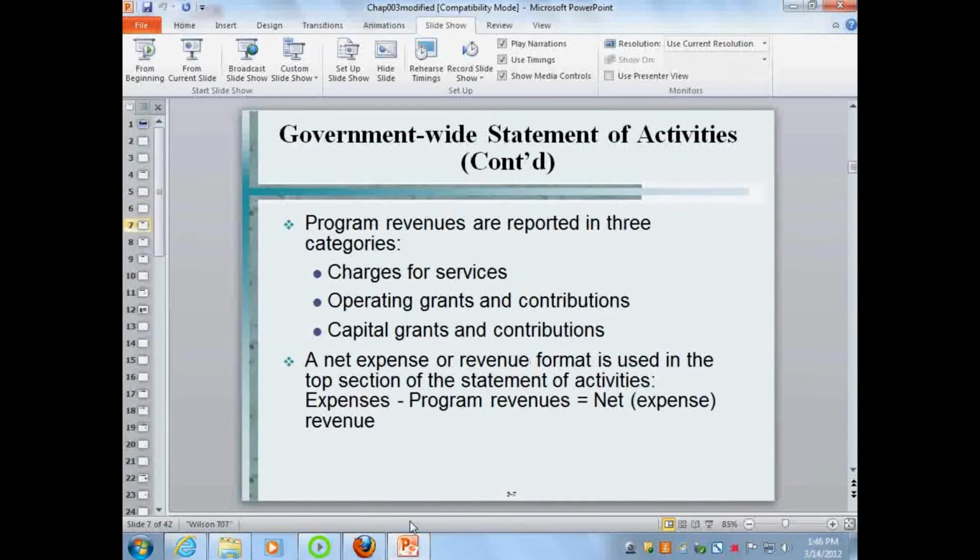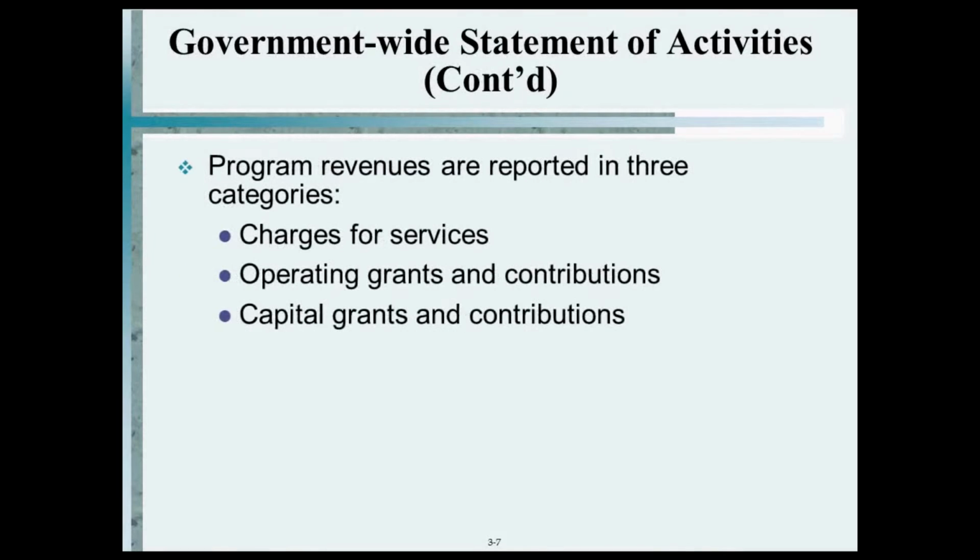So far, so good? Okay. And this is what we talked about. Program revenues are charges for services, operating grants, and capital grants, and this is the net format that we use in that statement, as you see. Okay. Nothing new. I think we've covered this. Okay.